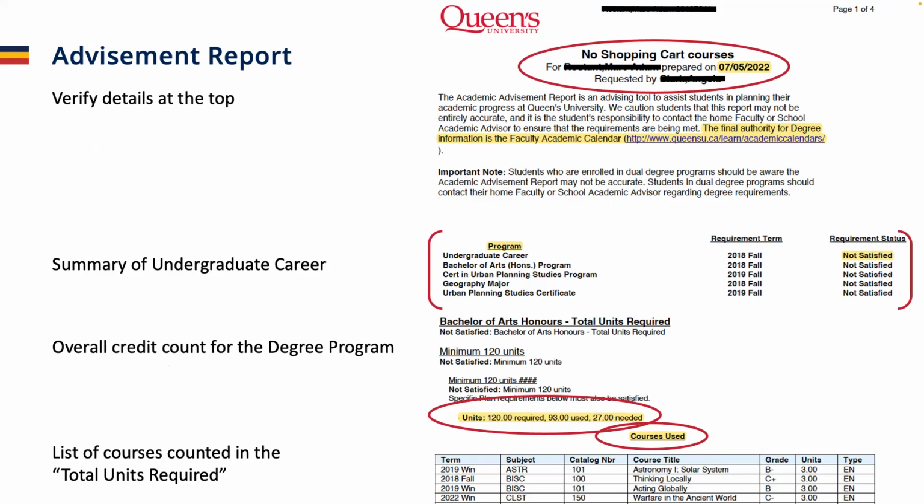Next on the page is a summary of your undergraduate career. The student in this example is in a Bachelor of Arts honors program pursuing a geography major, and they have also added a certificate to their degree plan. The requirement status indicates not satisfied, as the degree is in progress. Once degree requirements have been met, this will show as satisfied.